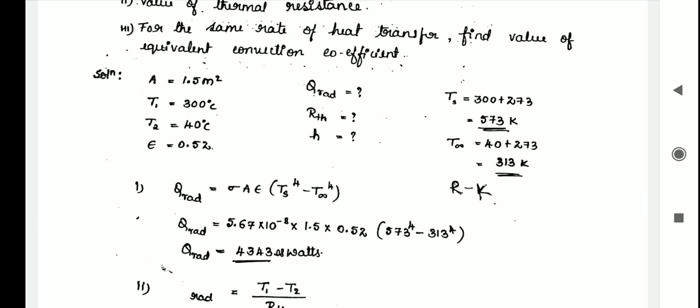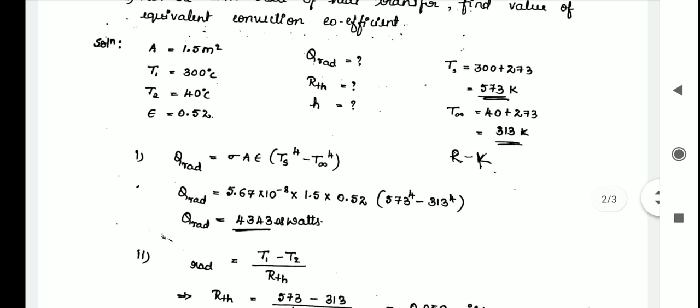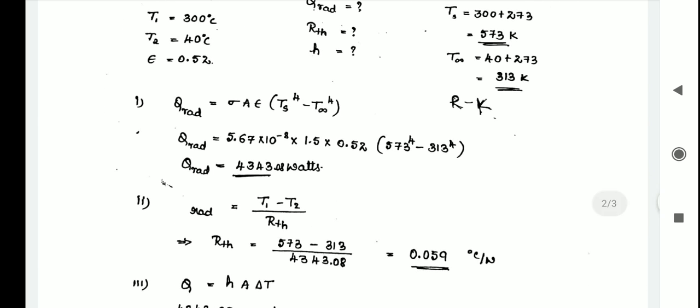Substitute both the temperatures. The sigma value is 5.67 into 10 raised to minus 8. Area is given, that is 1.5, epsilon is 0.52, and Ts is 573 raised to 4 minus 313 raised to 4. So Q radiation you will get 4343.08 watts.